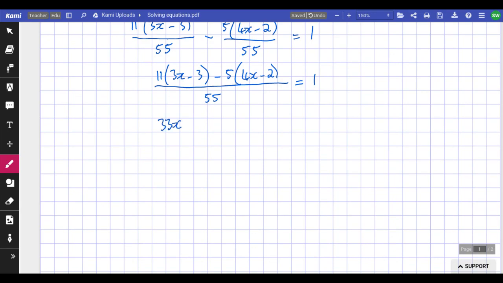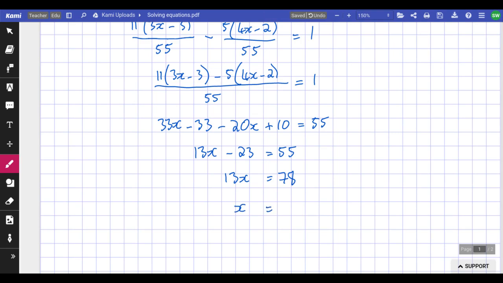That gives us 33x minus 33 minus 20x, and then this is the important point to notice, the negative 5 and the negative 2 multiply to make a positive 10, and all of that is now equal to 55. I've multiplied both sides of that equation by 55. Combining the terms together, simplifying the terms, gives us 13x minus 23 is all equal to 55, and we're nearly finished. Adding 23 to both sides gives us 13x is equal to 78, and then dividing both sides by 13.